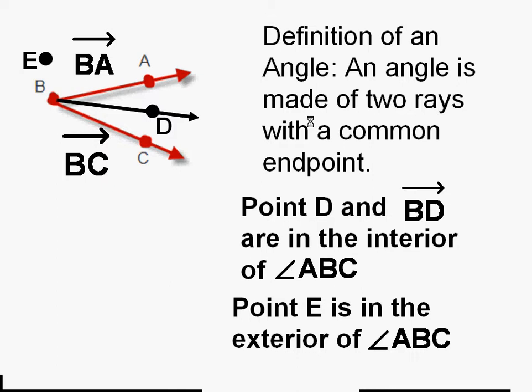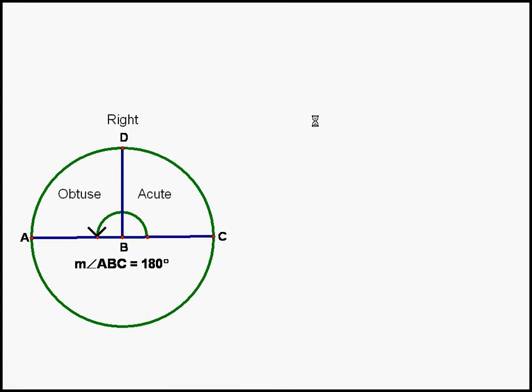So that's the definition of an angle, what looks to be the interior and exterior, and things that you would find in both the interior and exterior of an angle. Okay, now let's take a look at another picture. Here we have angles DBC and ABC.